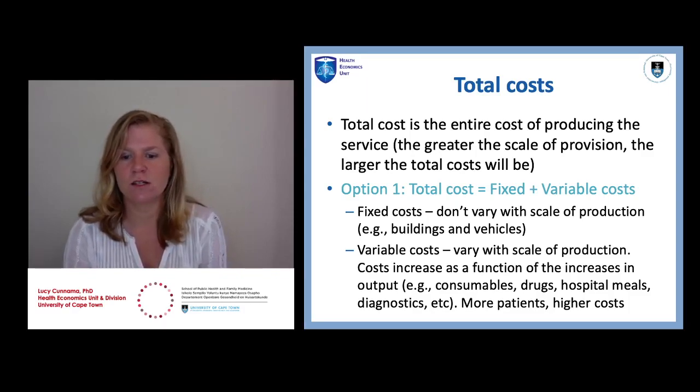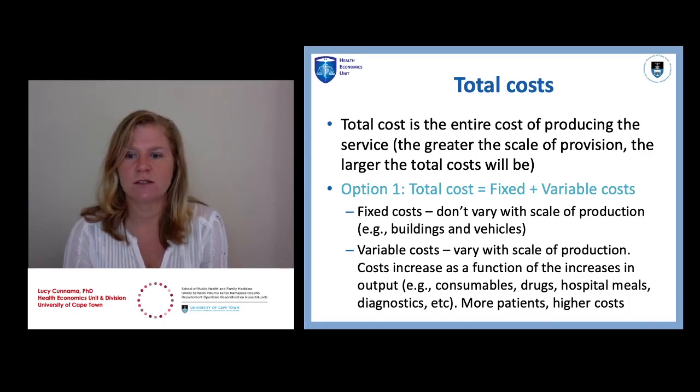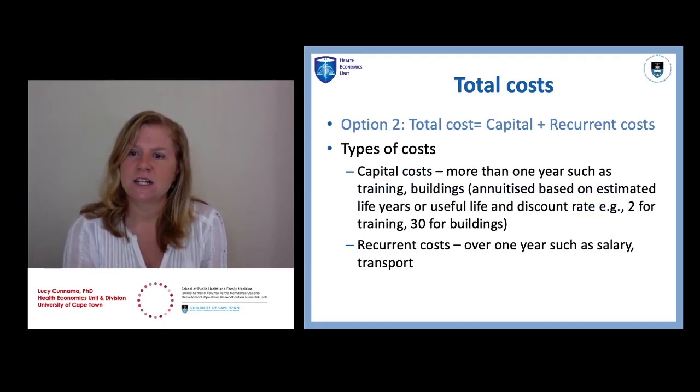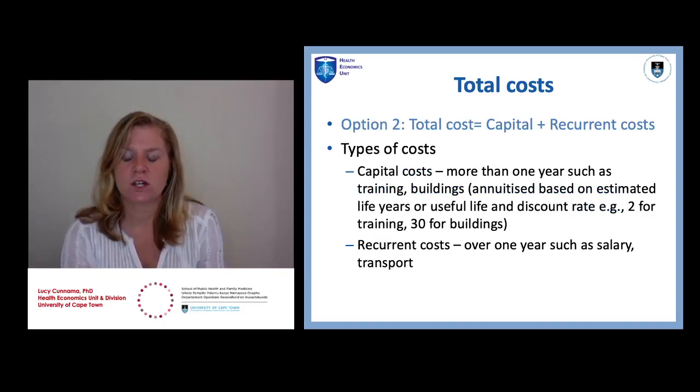Whereas variable costs, such as medication costs, do vary with scale. So if we have 30,000 women accessing maternal services, the cost for that medication will be higher than if we only have 3,000. The other way of calculating total costs is to add capital and recurrent costs.